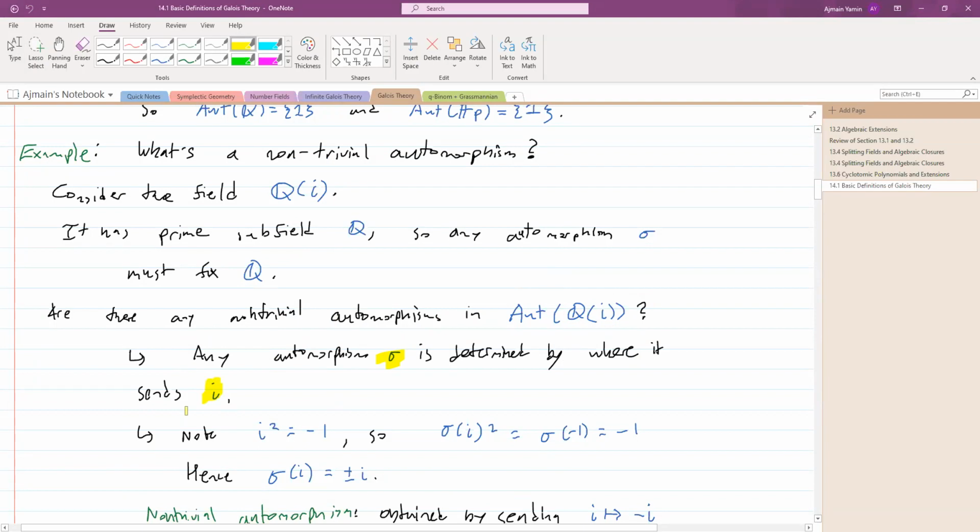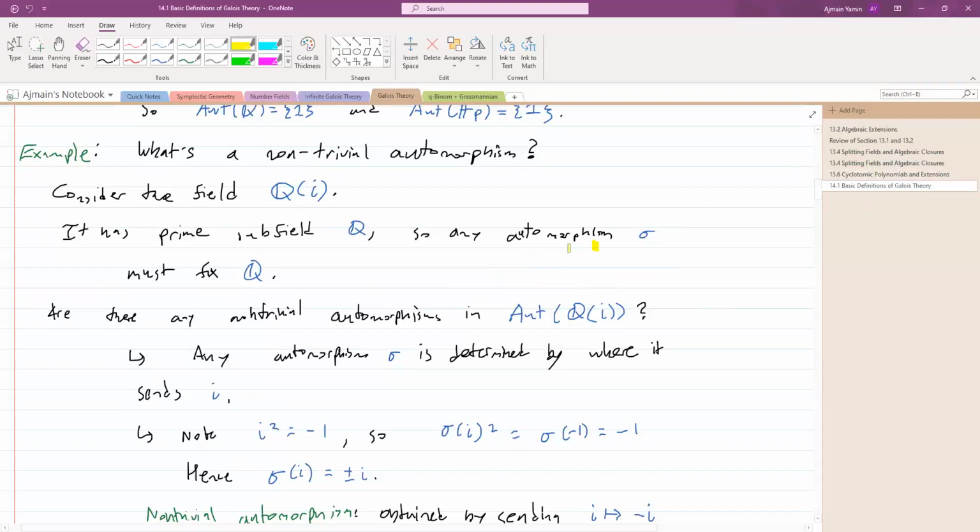Because Q adjoin i, as an algebra over Q, has only one generator. You're just adjoining i, so this is the only element that you're adjoining. The elements in Q adjoin i are expressions of the form a plus bi, where a and b are rational numbers. If you tell me where i gets sent, then you know where a plus bi gets sent, because a and b are rational, so they're fixed.